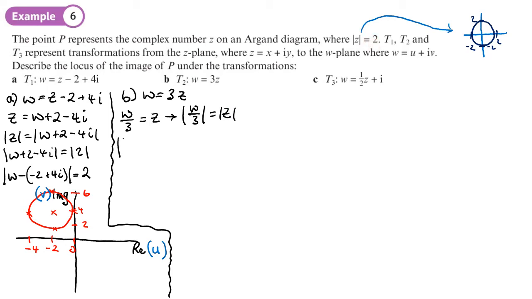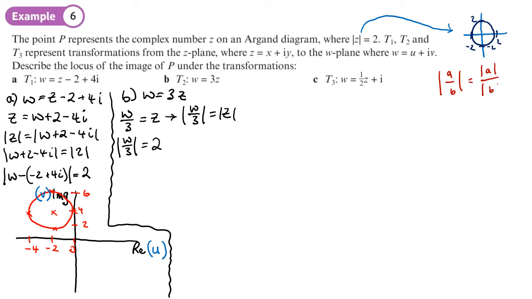So I'll have the modulus of W over 3 equals 2. Now, what I can do with this now, one of the rules of modulus, I'll put it over here, is that if you've got the modulus of, let's say, A over B, that's equal to the modulus of A over the modulus of B.